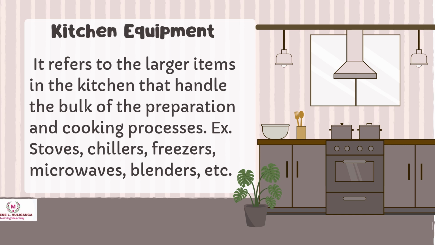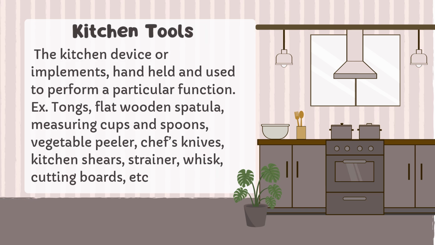Kitchen equipment refers to the larger items in the kitchen that handle the bulk of the preparation and cooking processes. Examples of these are stoves, chillers, freezers, microwaves, blenders. Kitchen tools are the kitchen devices or implements, handheld and used to perform a particular function. Examples of these are tongs, flat wooden spatula, measuring cups and spoons, vegetable peeler, chef's knives, kitchen shears, strainer, whisk, and cutting boards.